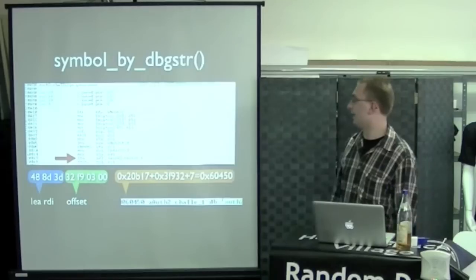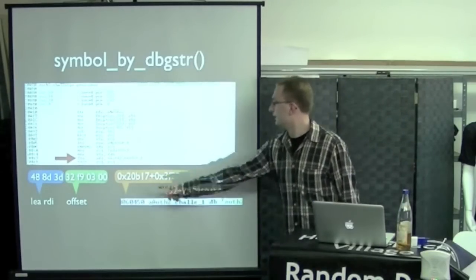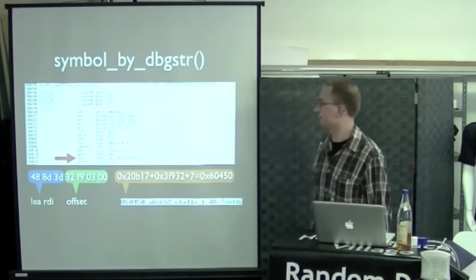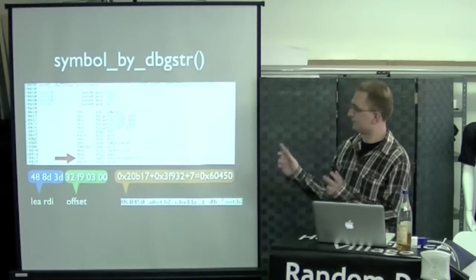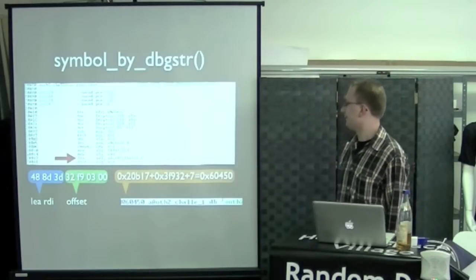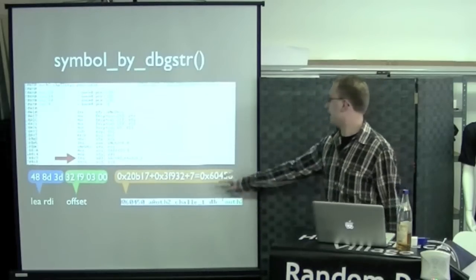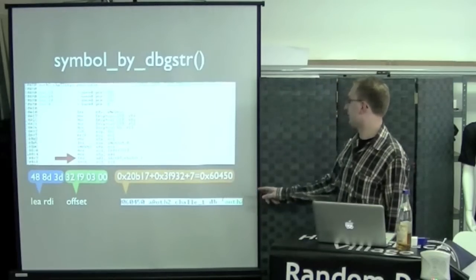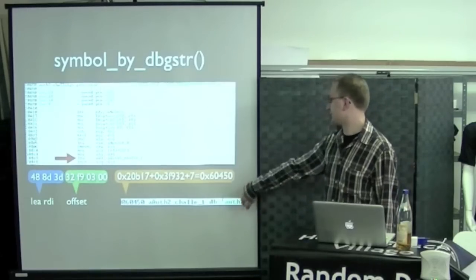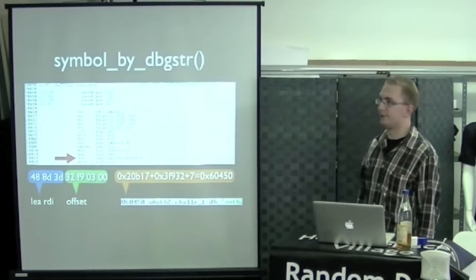So we have this load effective address instruction, which lives at 20B17. Then we have the offset from that instruction, which is, it's little endian, so it's byte swapped, so it's 03F932. So we add that together. Then we add another 7, because the total size of the instruction is 7. And we get this address, 60450. And if we look at that address, indeed, there is the string. It's cut off from the slide, but it's the string that is there. It's located at a memory address.